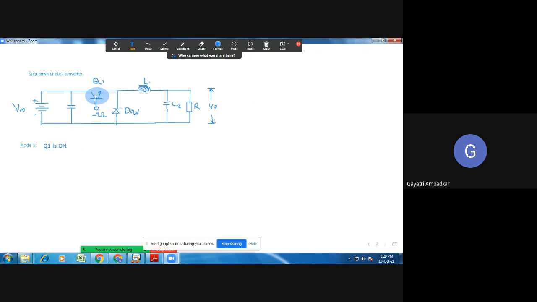Now when Q1 is on, I can draw it as an equivalent closed switch. So I will replace this by a closed switch. During that time, what will happen to this diode? Can anybody tell me whether this diode is forward biased or reverse biased? We have connected this polarity. Now, in case 1, our switch is becoming on.